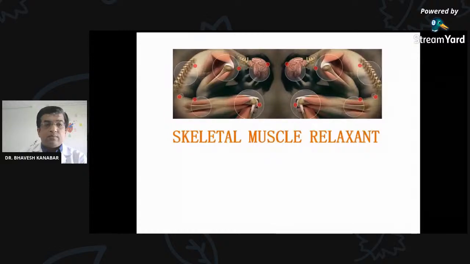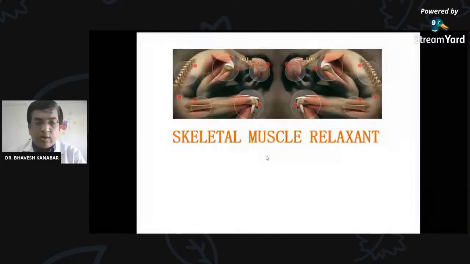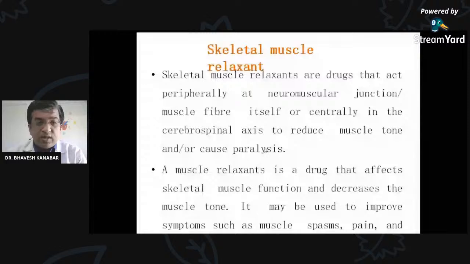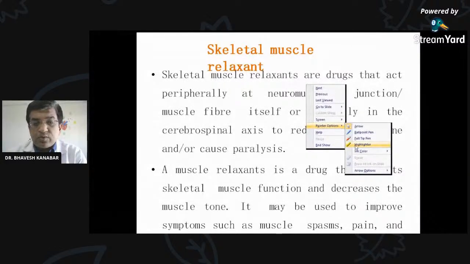Okay, we start with this next topic, muscle relaxants. In the muscle system, only one topic in pharmacology is there, that is muscle relaxants, what we call. So skeletal muscle relaxants are the drugs.